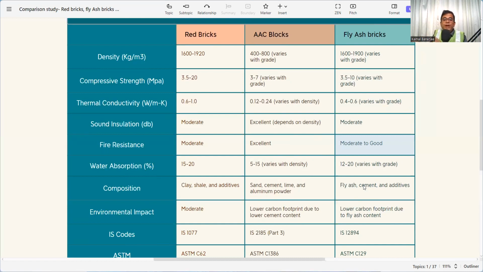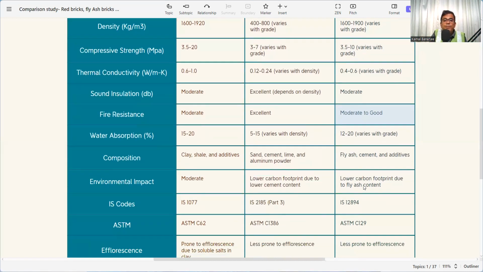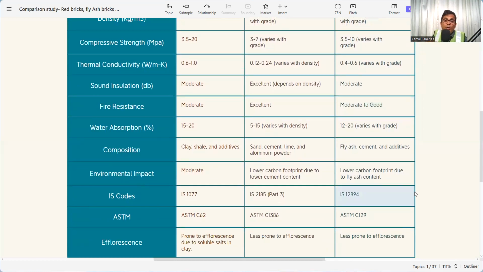But in the fly ash, we are using fly ash that is a byproduct. If we cannot use that one, it will also make a waste into the earth, and so we are using the byproduct to make the fly ash brick. So it is always environment friendly compared to the red bricks. And the environmental impact is moderate because we are digging from the soil and heat, as I discussed. But the AAC block is lower carbon footprint due to lower cement content, and fly ash bricks is lower carbon footprint due to fly ash contents, and these are all byproducts.